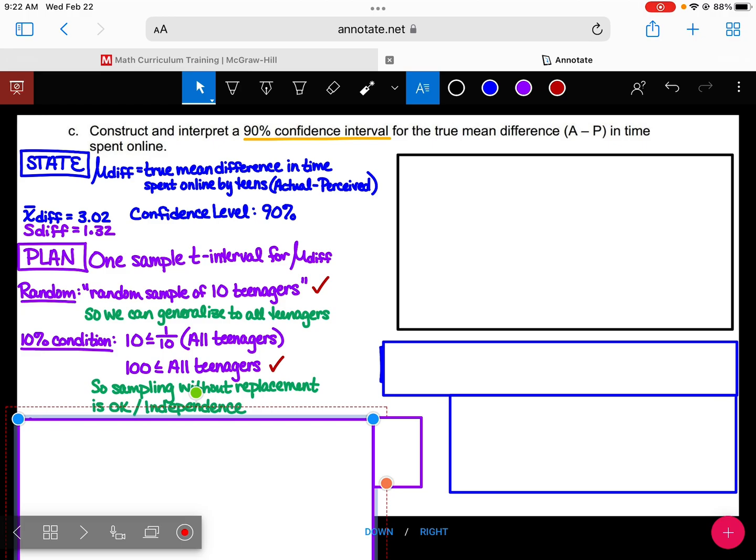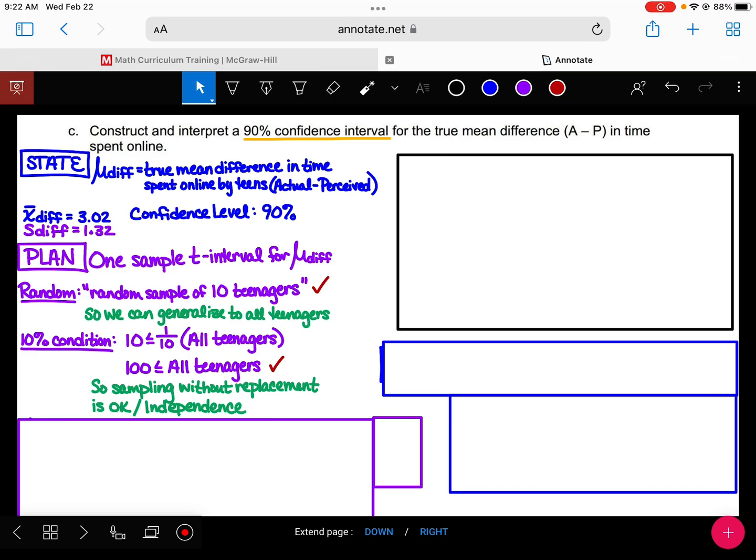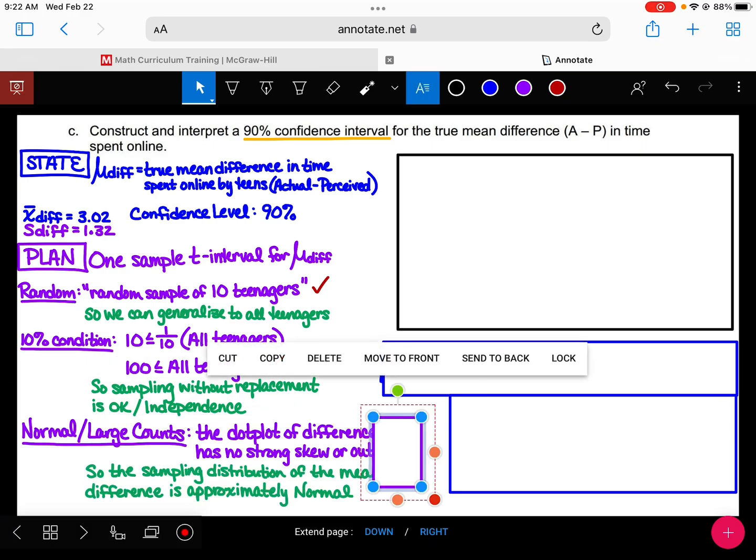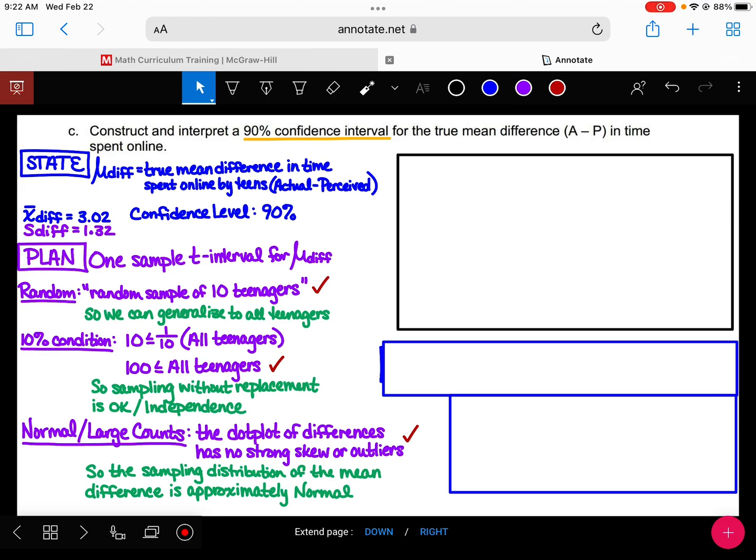And then do we have normality? Yes, that was the purpose of making that dot plot. The dot plot of the differences has no strong skew or outliers, so the sampling distribution of the mean difference is approximately normal. I want to take just a moment here and talk about language.